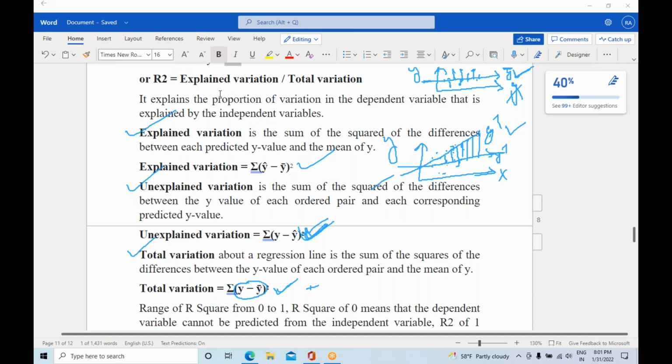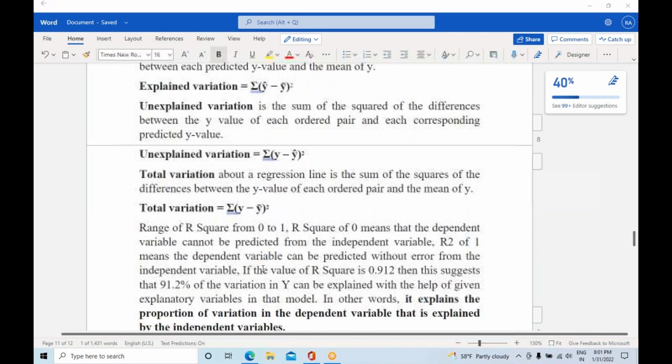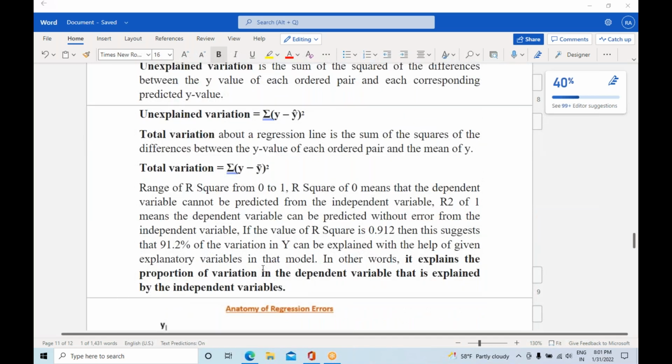So now, explained variation divided by total variation, with the help of that formula we can calculate the r square. The r square value is between 0 and 1 only. If r square is 0, it means the dependent variable cannot be predicted from the independent variable.